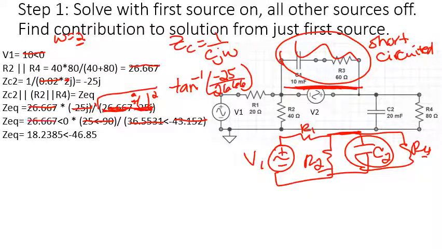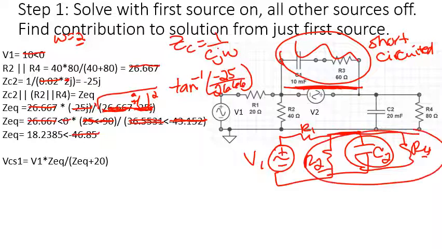So I multiply 26.667 times 25 divided by 36.5531, and I get 18.2385. And for my phase angle, I have 0 plus negative 90 minus negative 43.152, and that gets me negative 46.85. That's my equivalent impedance of all three of these, R2, R4, and C2 in parallel.